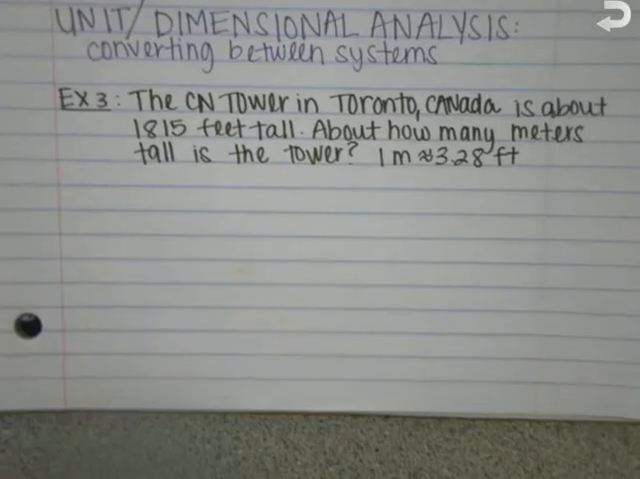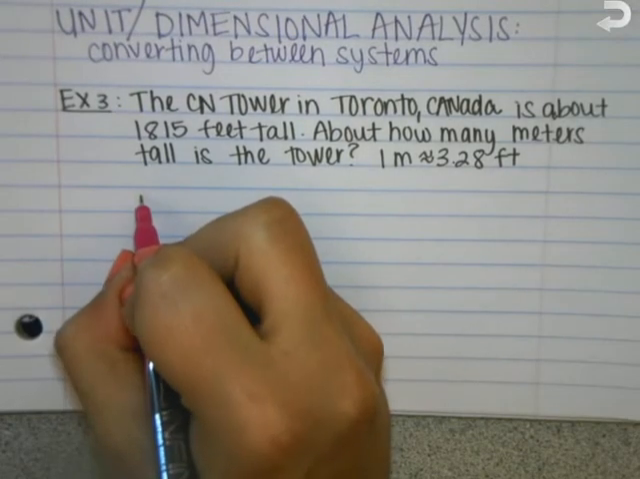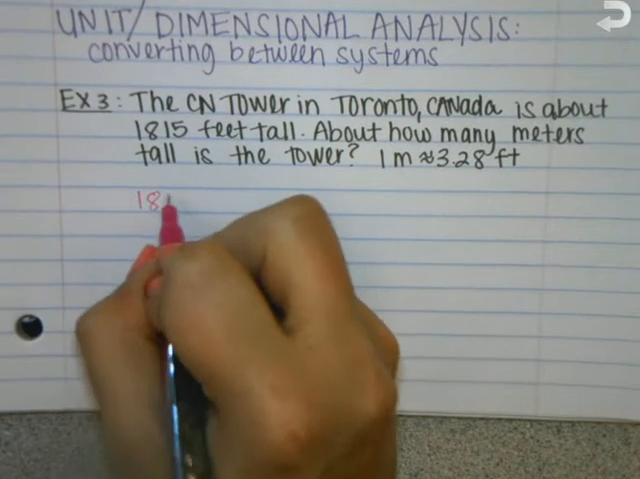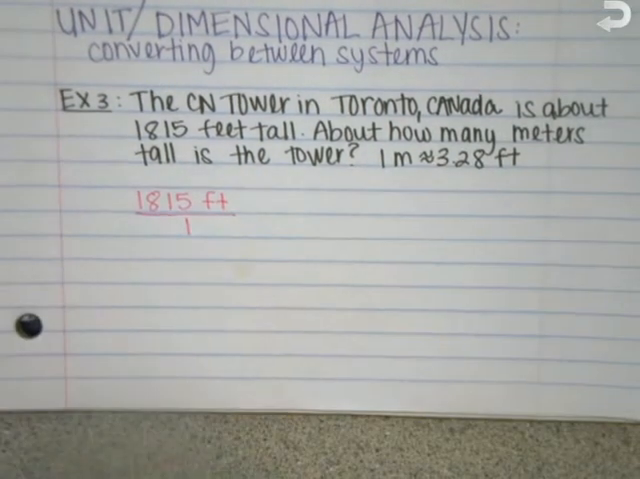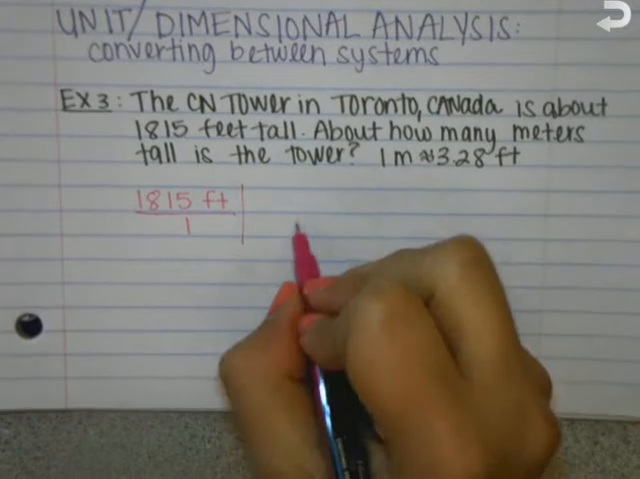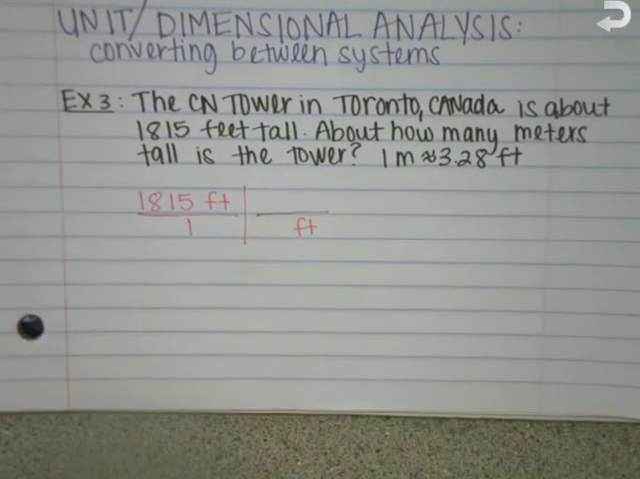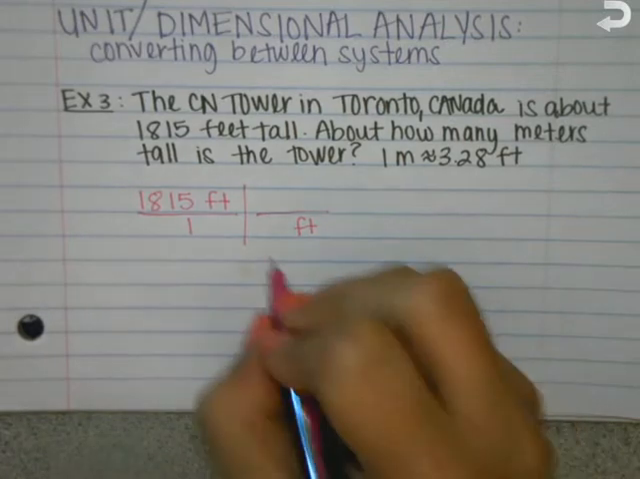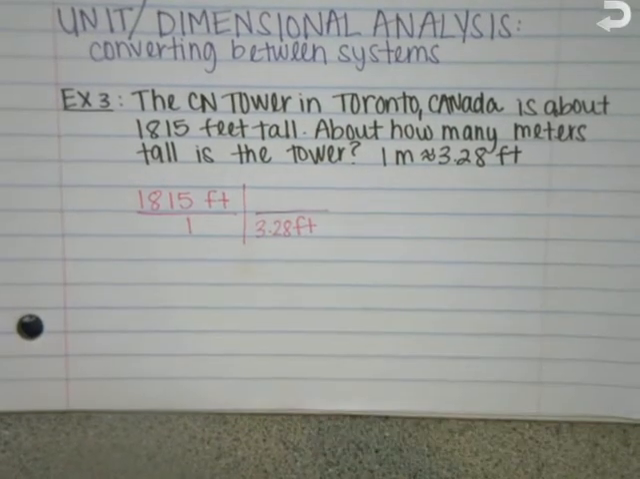So let's set this up. We are converting 1,815 feet. Put it over 1. Put the line in between because it's going to keep us organized. Okay, and then we want to go from feet into meters. So I know that feet has to be on bottom, right? How many feet are we looking at? 3.28. And then what goes on top? 1 meter.